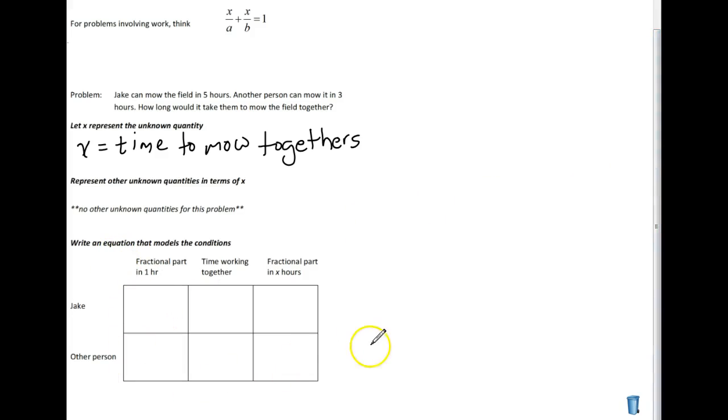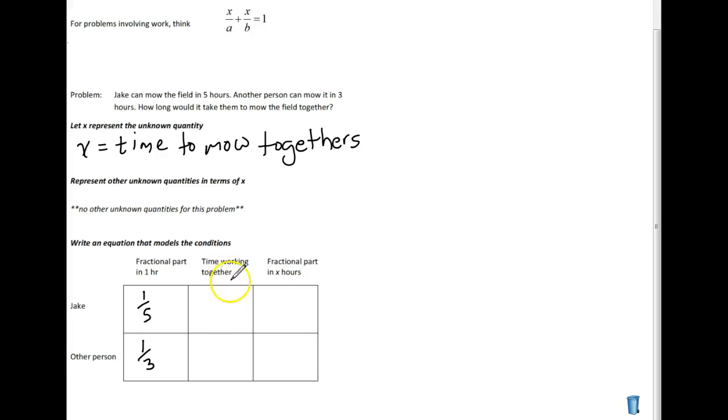So here's what I want you to think about. Again, I like using these tables because it helps me organize my thoughts and come up with the equations that we're going to use. So the question first is, how much of the field can Jake mow in 1 hour? Knowing that it takes him 5 hours total, how much of the total field can he do in 1 hour? Well, the idea is that he can do 1/5 of it in 1 hour, knowing that if you multiplied by 5, which is the total time, 5 over 5 would equal 1, and that's the whole field. Similarly, the other person can mow 1/3 of the whole entire field in 1 hour.